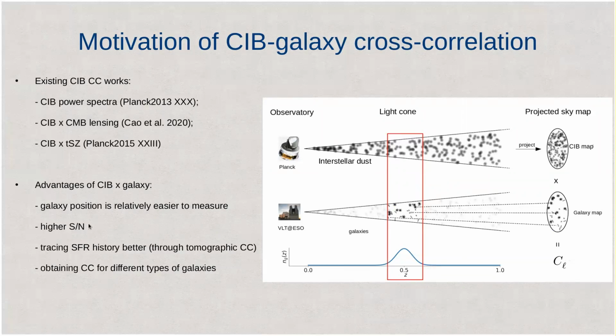Another advantage of galaxy position is that they are relatively easy to measure because we only care about the positions. So it's not like lensing or CMB lensing, where we have to do some extra work. And the signal to noise is pretty high because the CIB is mainly generated from galaxies, so you would expect a pretty high correlation. And the tomographic cross-correlation can trace the SFR history better.